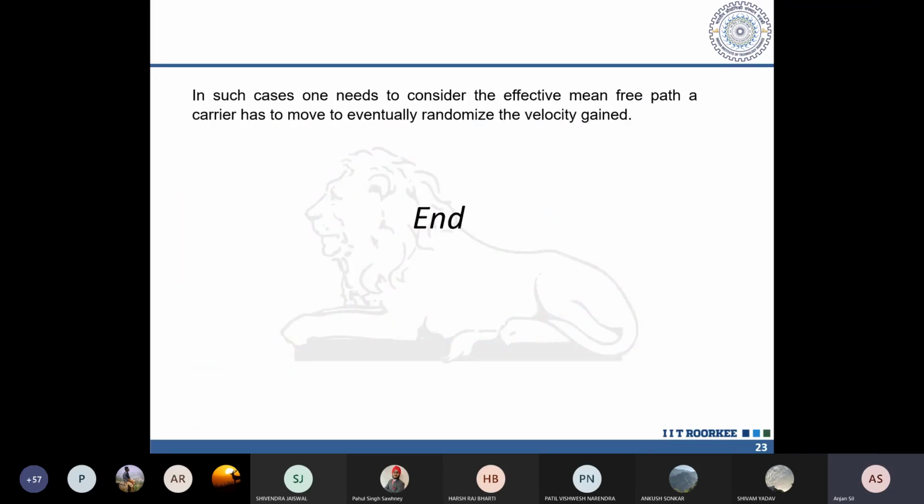In such cases, one needs to consider the effective mean free path a carrier has to move to eventually randomize the velocity gain. So with that, the first part, your classical theory part, is good enough. If you can realize up to this, it is good enough to take up the next part.